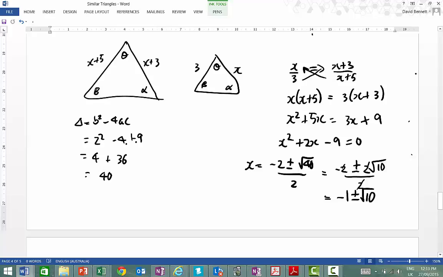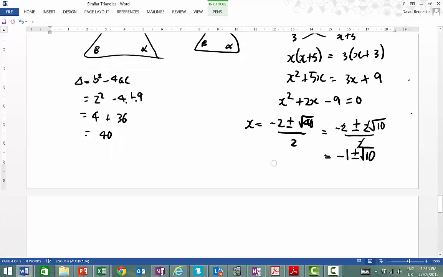Now it can't be minus root 10, otherwise you're going to get a negative answer. So when we're looking at our particular answer, x is going to be equal to negative 1 plus root 10, or negative 1 take root 10. Because it's a real value, you can't actually have that. So this is going to be our answer. You could work that out. Root 10 is about 3 point something, so it's going to be about 2.3.